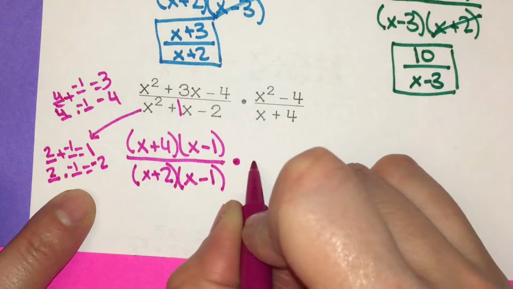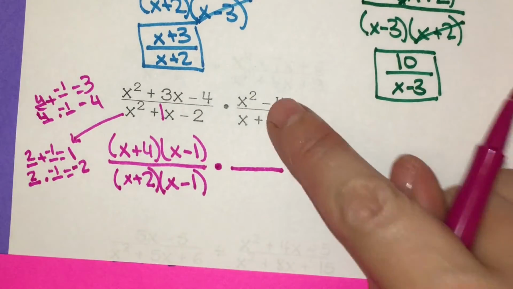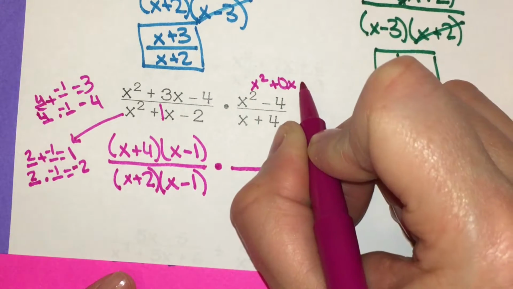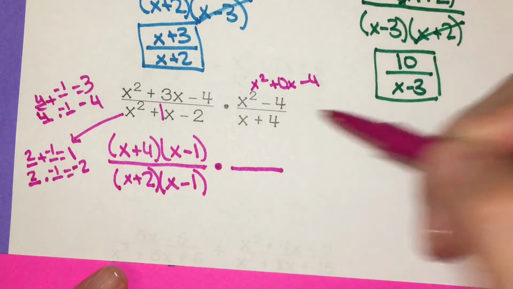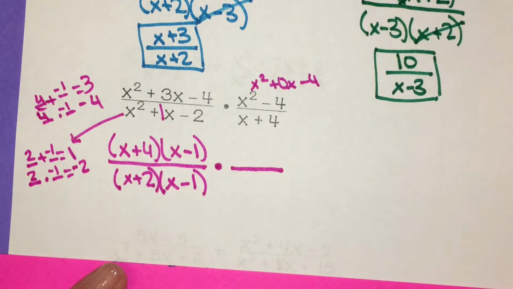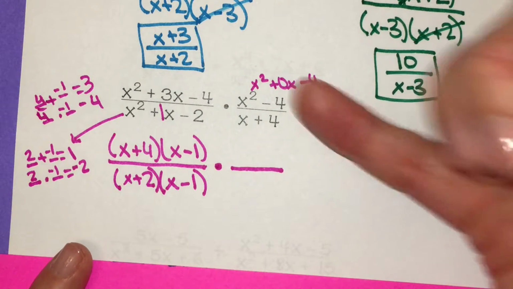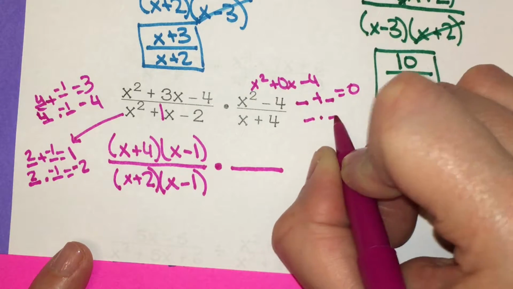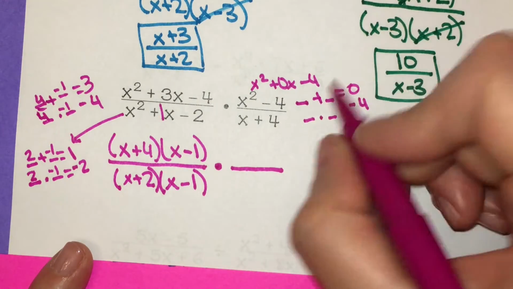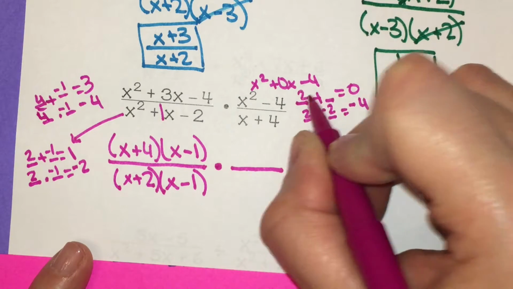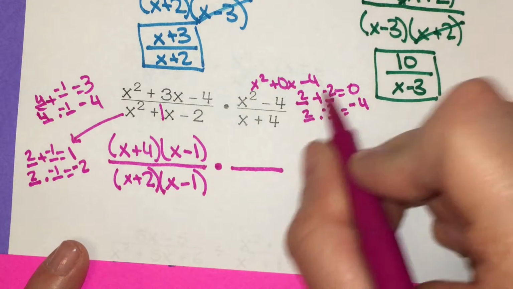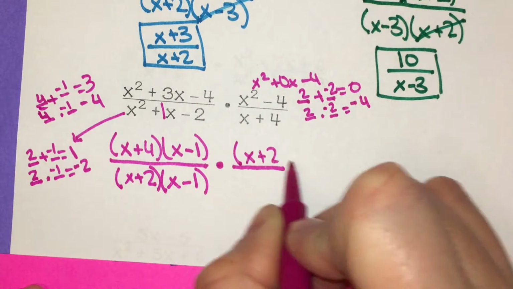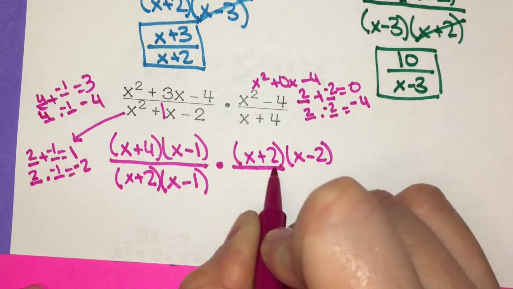All of this is multiplied by, for this one I'm going to factor x squared plus 0x minus 4. If there's not a term in the middle, it means that x must have been multiplied by 0. So I just plug it in there so that I can see what do I add together to equal 0, multiply together to equal negative 4. That would be 2 and negative 2. So they have to be opposites to equal 0 when you add. So the top factors to x plus 2 times x minus 2.